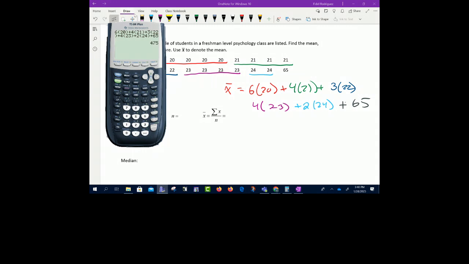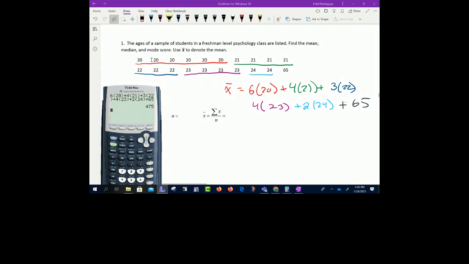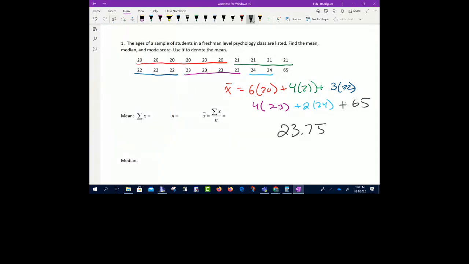Now, y'all, I'm coming up with 475. I need to figure out how many students are here. So look, y'all, 1, 2, 3, 4, 5, 6, 7, 8, 9, 10, 20 students. Okay, so let's take 475 and divide that by 20. And the average age, y'all, is 23.75. This is what we call our X bar, okay? X bar is the average. All we did is add them all up, divided by however many we had, right? We came up with 23.75.